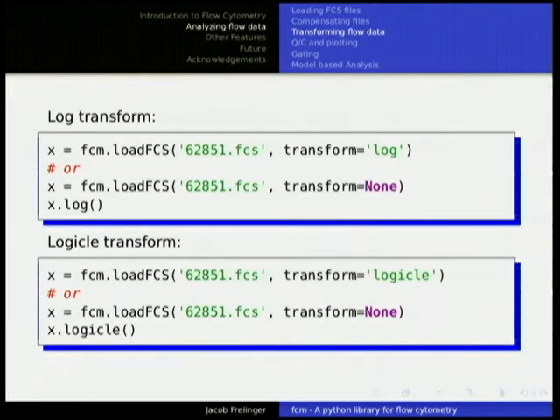So you can specify the transform you want at load time, just to make things easier when loading files, or you can do it on your own. FCM tries to be intelligent. If you don't specify a transform, if it sees data scaled in the newer format files that almost all then want logicle transform, it will default to that. Otherwise, it does nothing.